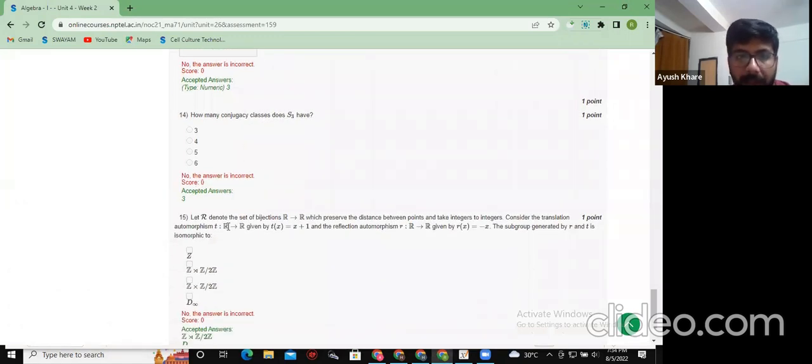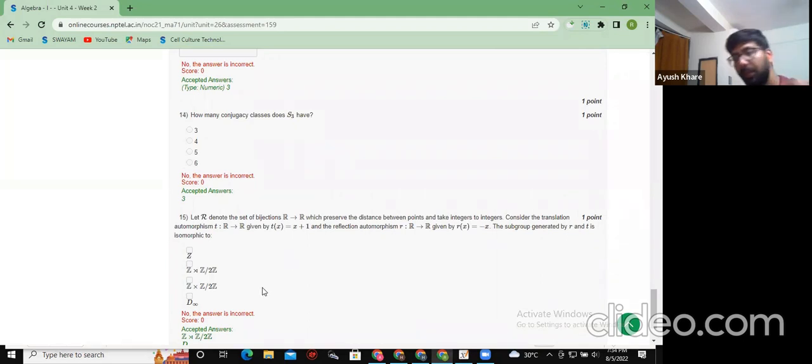Let R denote the set of bijections from R cross R which preserve the distance between points and take integers to integers. Consider the translation automorphism T from R to R given by T(x) = x plus 1, and the reflection R given by R(x) = minus x. The subgroup generated by R and T is isomorphic to?